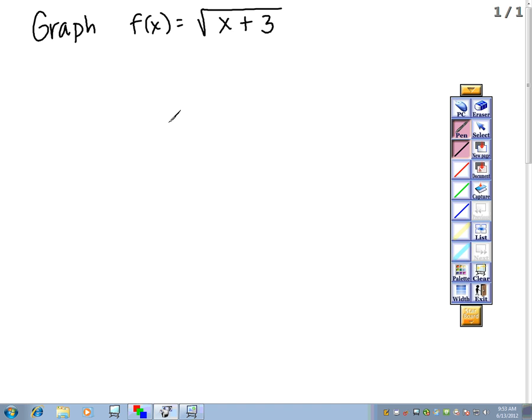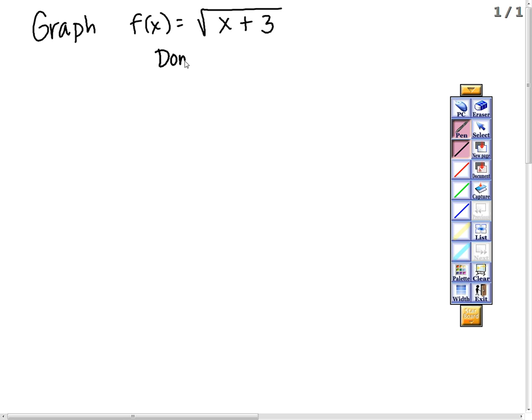Graph the function f of x equals the square root of x plus 3. Okay, let's first talk about the domain of this function. We have a square root. We know that we cannot take a square root of a negative number. That gives us an imaginary number. We want our answers as real numbers.